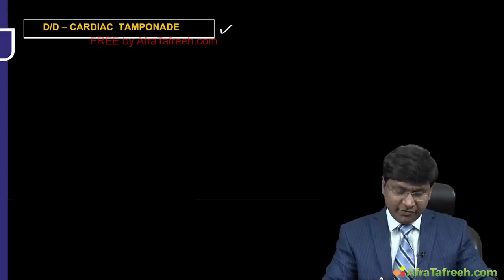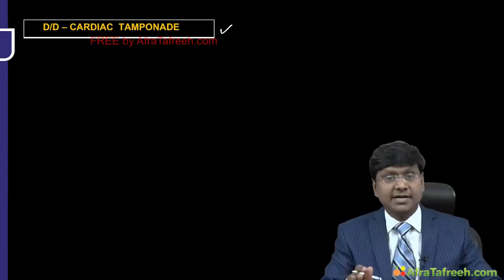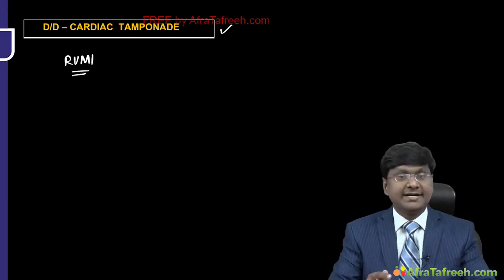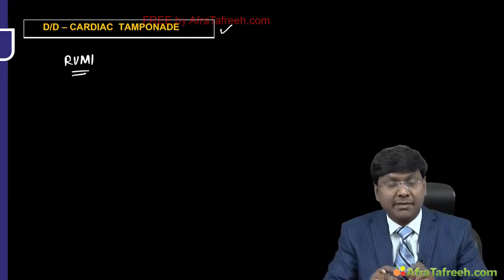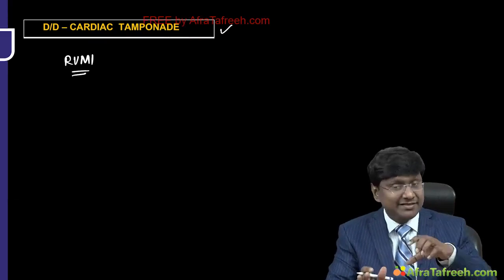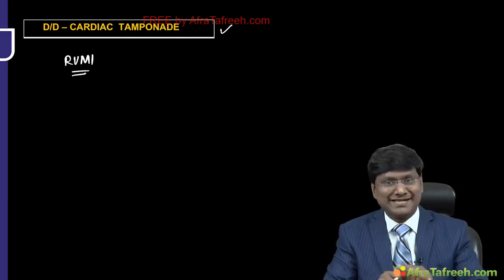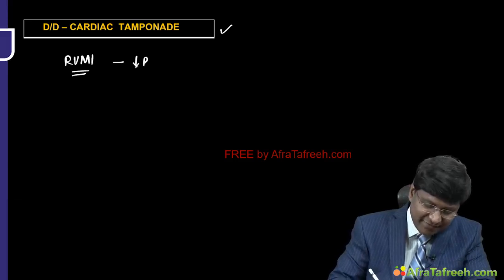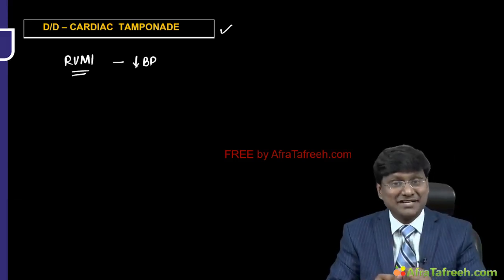And what is the very close differential diagnosis for cardiac tamponade? The very close differential diagnosis for cardiac tamponade is right ventricular myocardial infarction, right? Even this may resemble cardiac tamponade. Why? Because even in RVMI, the patient will have hypotension, right? The blood pressure is reduced.